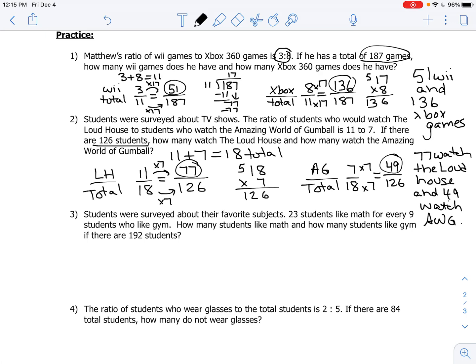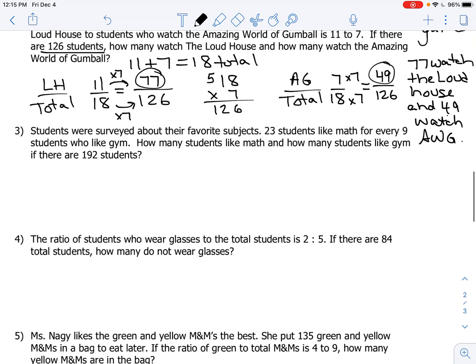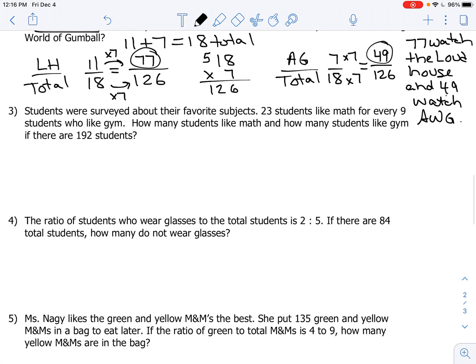All right, let's go on to question number 3. Students were surveyed about their favorite subjects. 23 students like math for every 9 students who like gym. How many students like math and how many students like gym if there are 192 students? And we're going to assume that that 192 is only for math and gym. We're going to go back to our original ratio of 23 for math and 9 for gym and add those two numbers together. That's going to give us 32 students altogether.